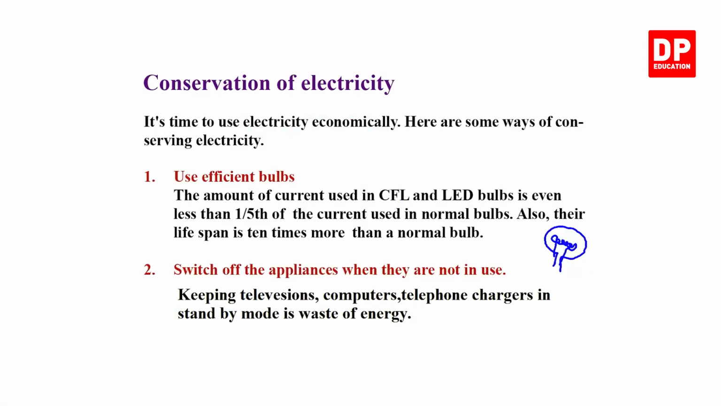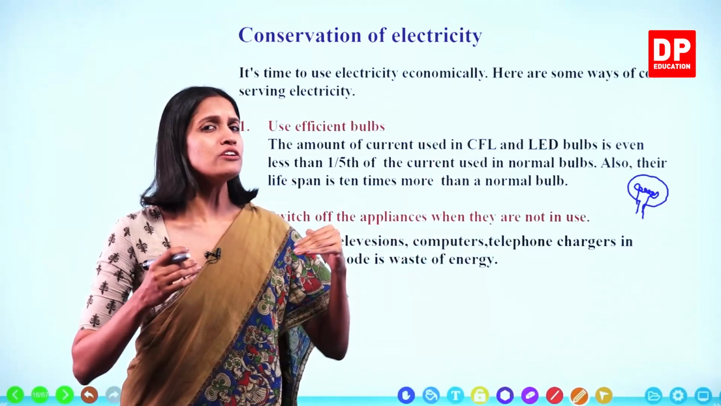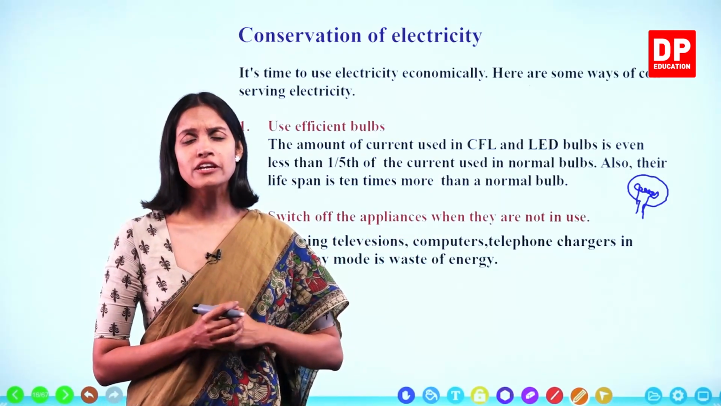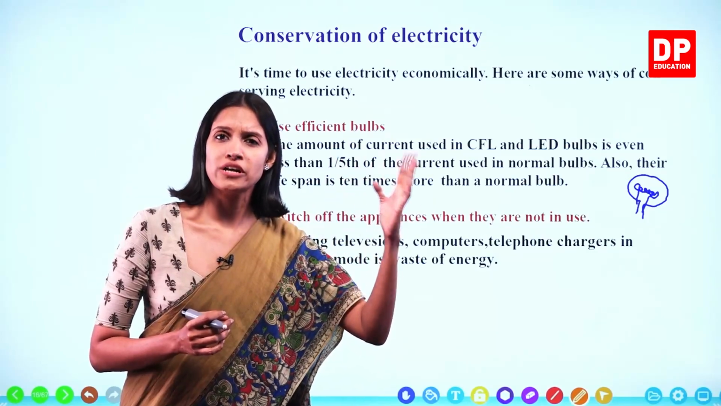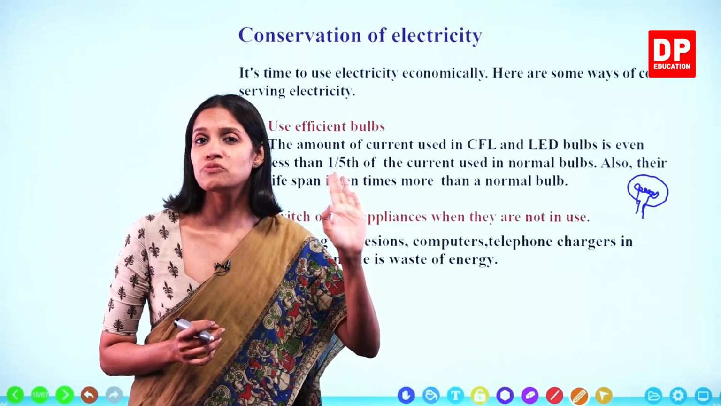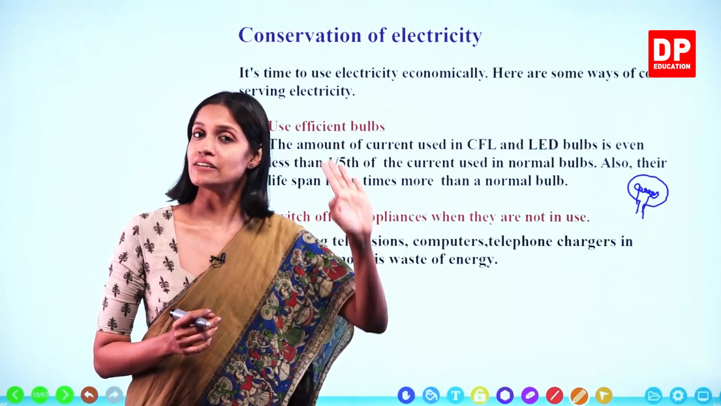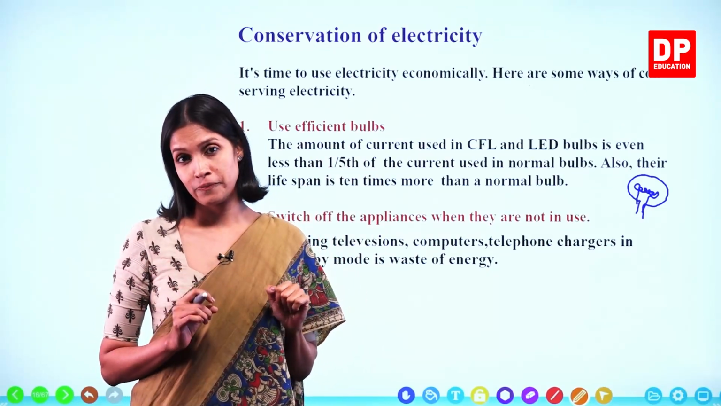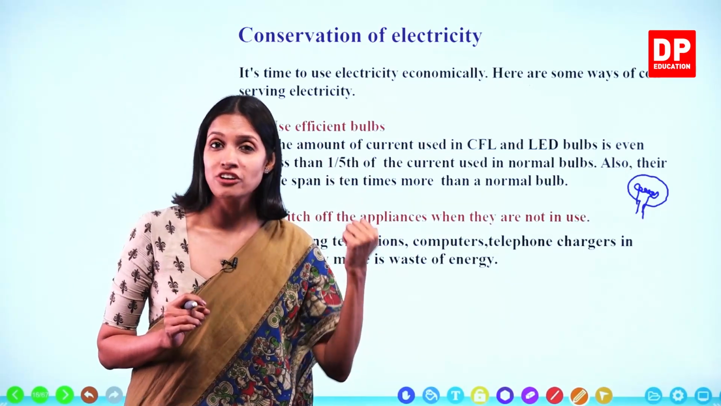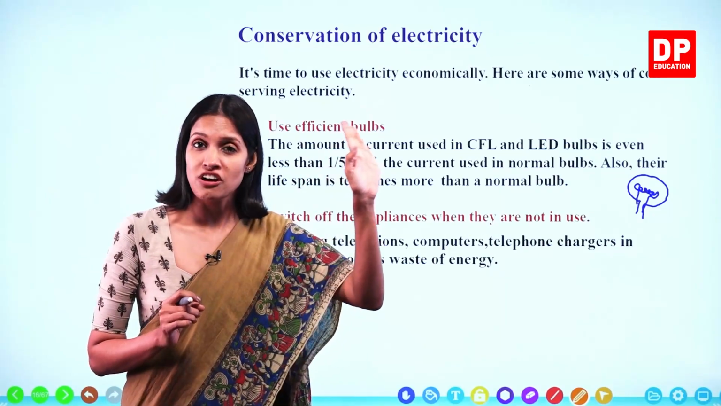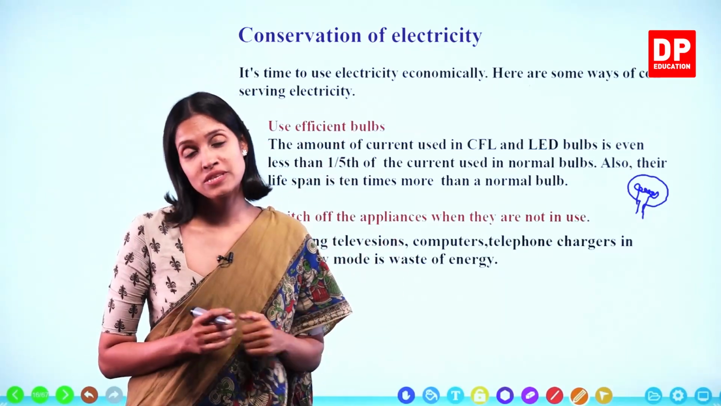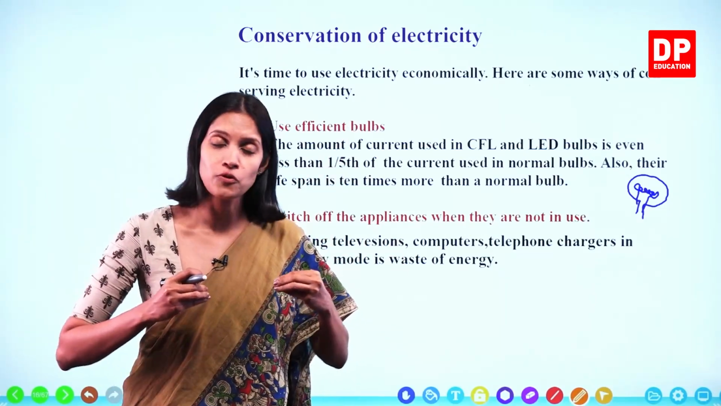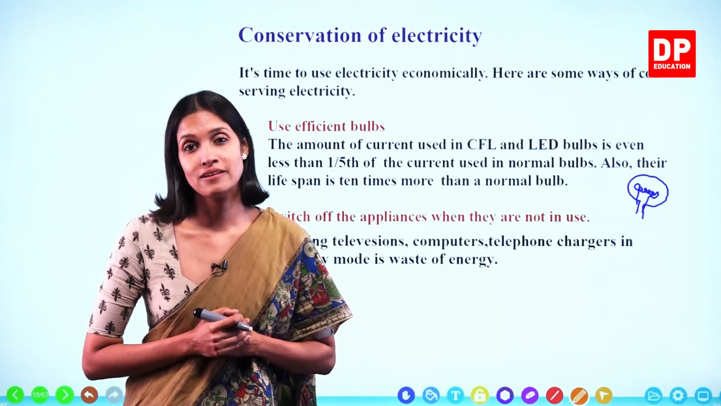Switch off the appliances when they are not in use. Now we all make one mistake, right? When we go from one room to another room, sometimes we forget to switch off the light of the room that we were in before, right? When we go out of the room, we must switch off the light if we are not going to use it. This is a mistake most of us make, children, right?